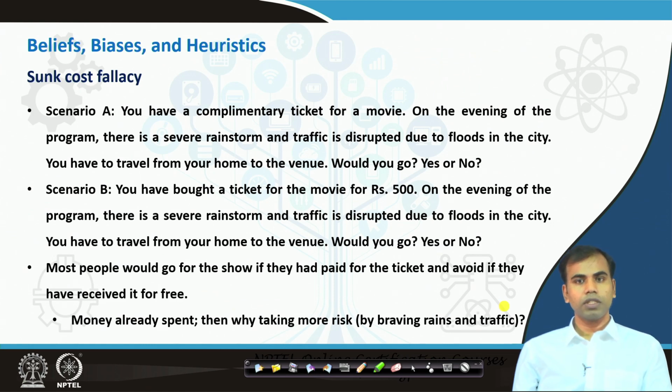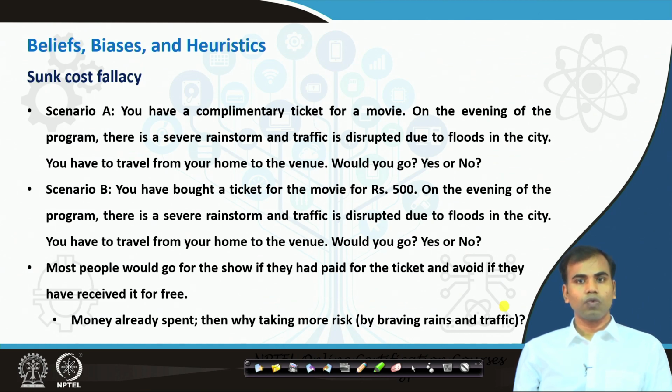Now, if you consider in a very homo economicus sense, which is a very rational way of thinking, you know that the ticket is already purchased for whosoever, and whoever paid the price, money is already spent, which means even if you have got the movie ticket for free, someone must have paid for it and it has some economic value, and if you have paid it, you have paid it from your own pocket.